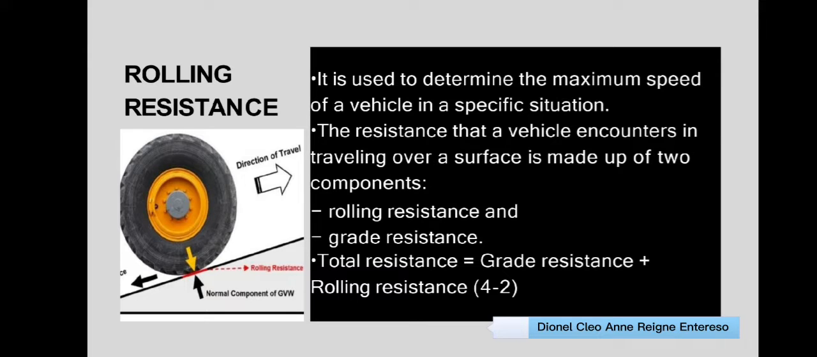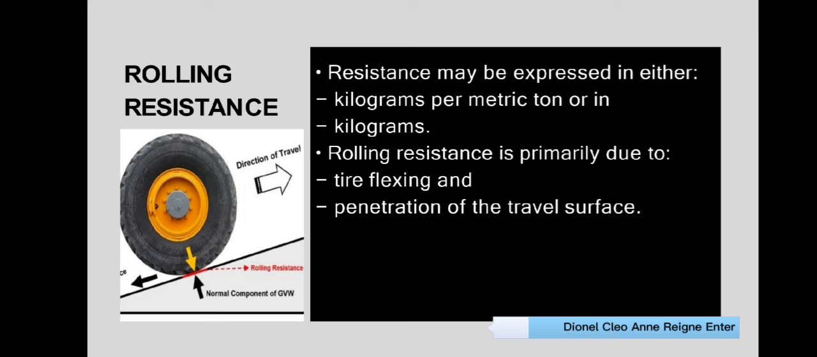Then, the grade resistance, the most basic type of resistance. It is the force of gravity pulling on the vehicle, especially when a gradient is present. This force is not perfectly parallel to the road surface. Then, the total resistance is equal to grade resistance plus rolling resistance. Resistance may be expressed in either kilograms per metric ton or in kilograms.